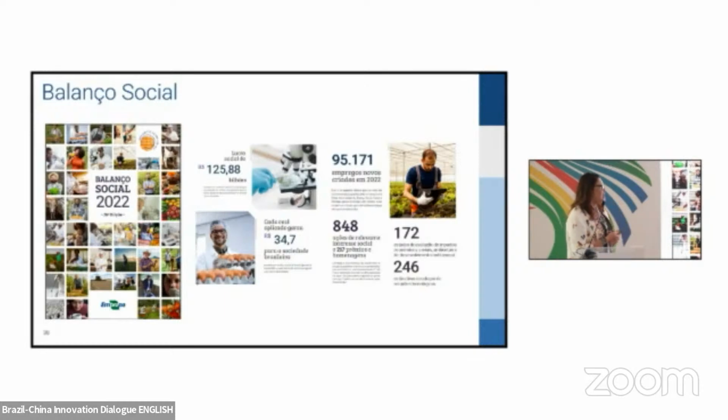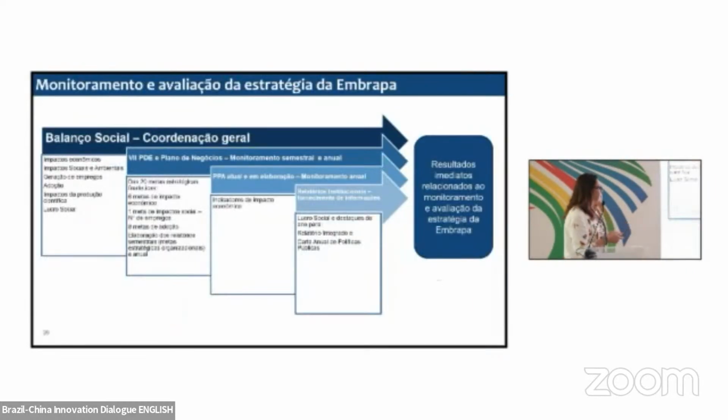So Embrapa has a social nucleus of 125 billion real. So for each one of those real invested, we have a return that is about 34.7 back to society. So that is the whole strategic planning, and everything happens within that program that I showed, and that's how we assess how we deliver everything.